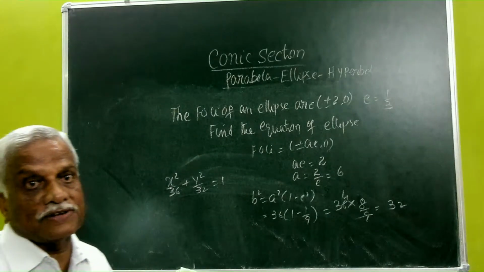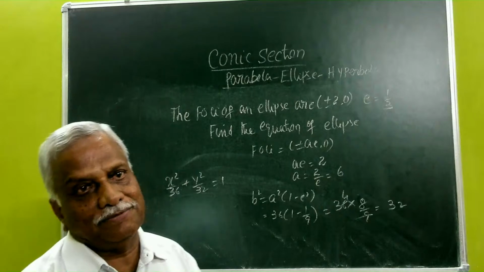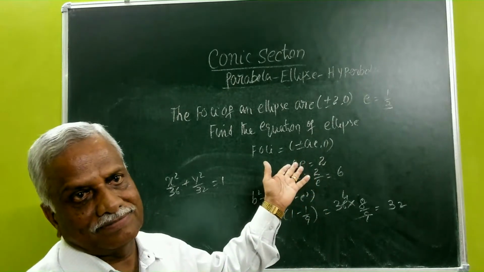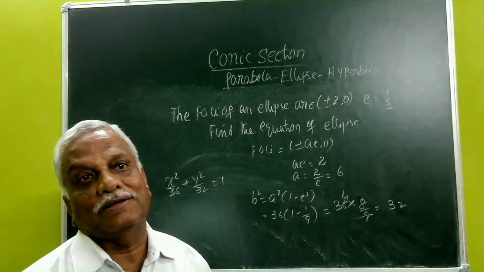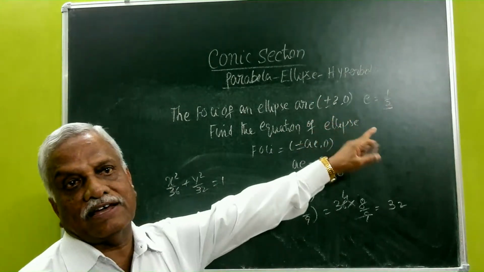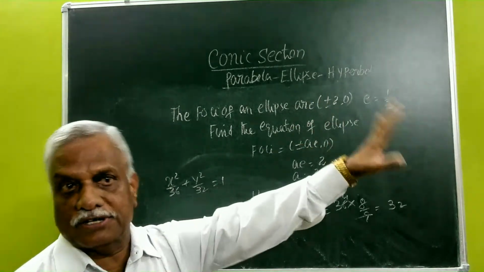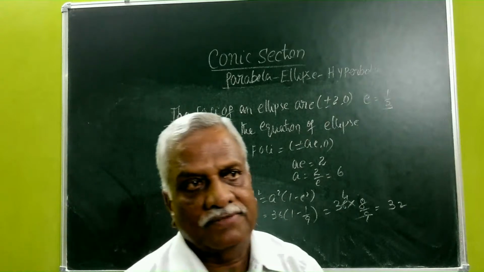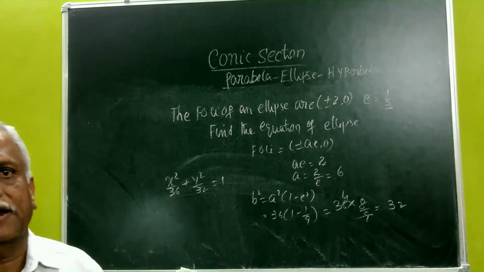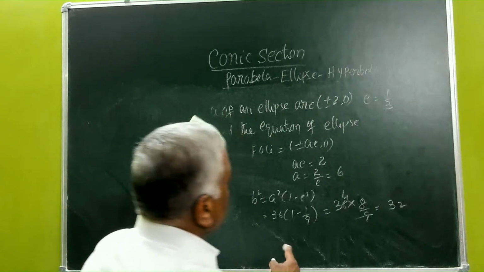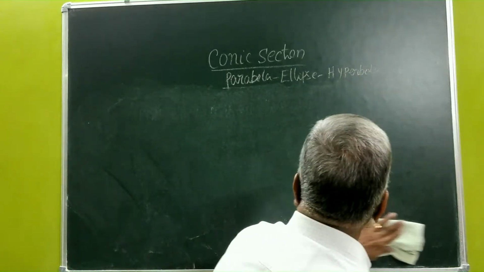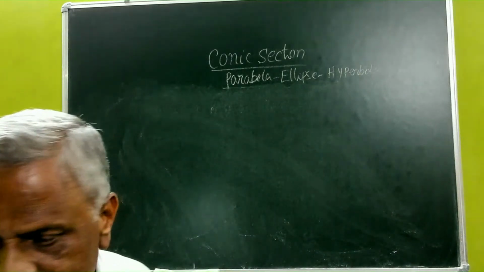Now the only doubt some students will have: how do we know it is the first type or second type? It is the first type only. If it is the second type, the foci will be 0, plus or minus something. The moment I give plus or minus a number, comma 0, it should be the first type only. The second type will be 0, plus or minus b. So we can use the corresponding equation and get this. What is the next problem?